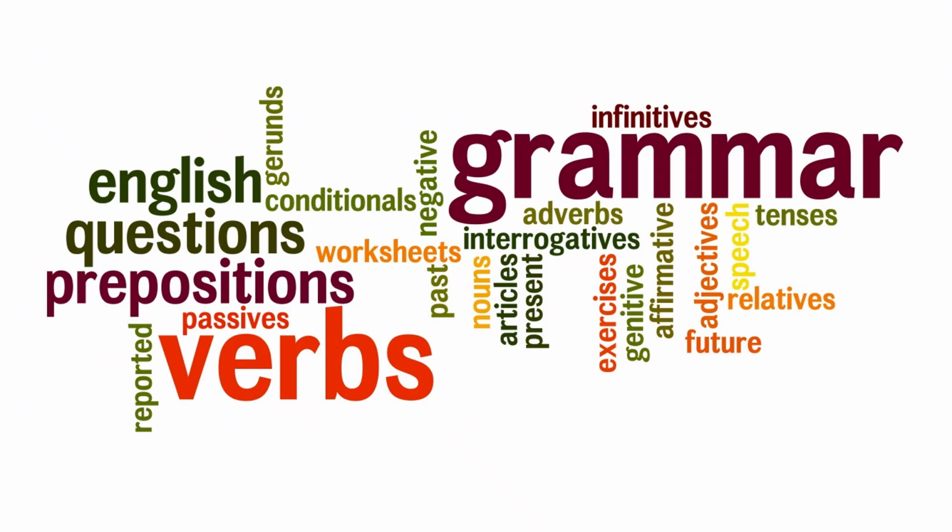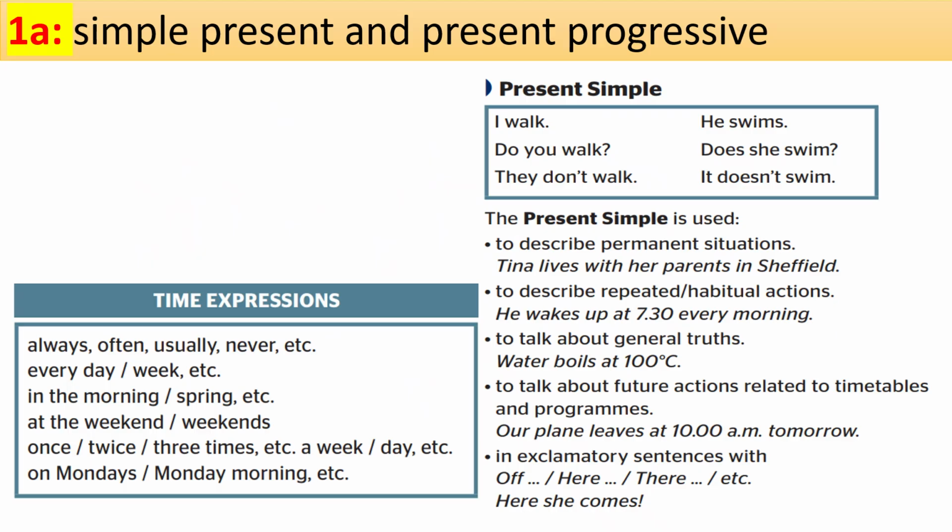Okay, now we move on to the second part, which is grammar. In lesson 1, we saw the difference between the simple present and the present progressive. You studied the same lesson in grade 10, and you are studying it now in grade 11, and next year you are going to study the same lesson, because that's the basic of English grammar.